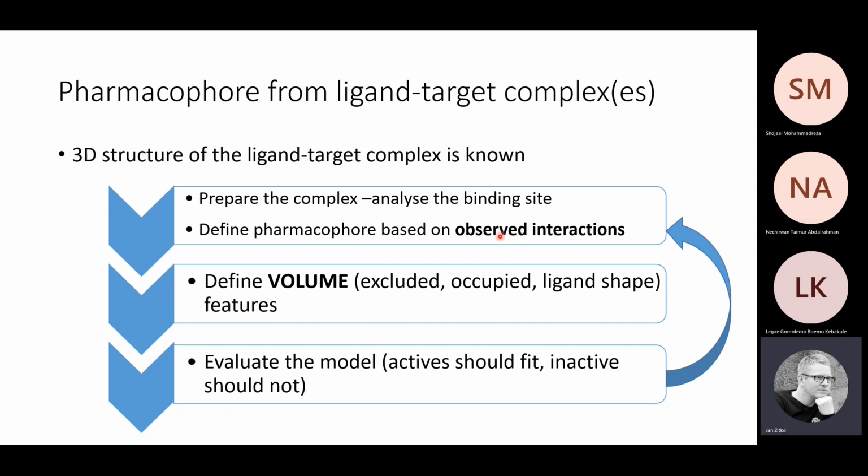Okay, so when you define the features based on observed interactions, plus usually we use the volumes because we can take advantage of that, then you are going to evaluate the models. Evaluating means testing if active compounds fit into the model and inactive ones do not fit. And it's usually an iterative process. So if you are not satisfied with how your pharmacophore model distinguishes between active and inactive compounds, you just do some corrections to the pharmacophore model. You can omit some features, add some features, and so on. By recycling this scenario, you are trying to find the optimal pharmacophore model.